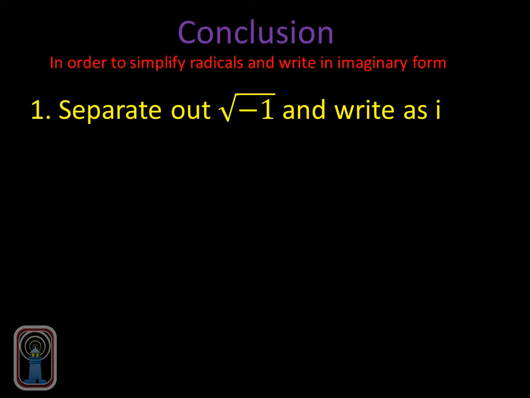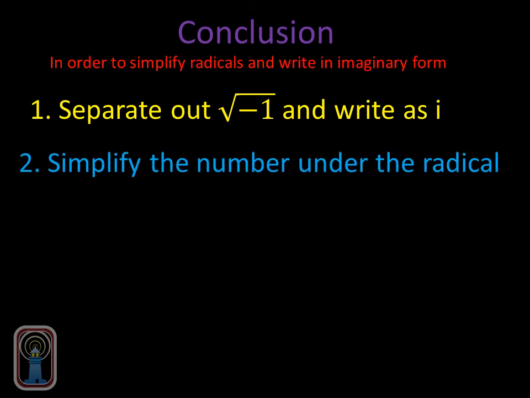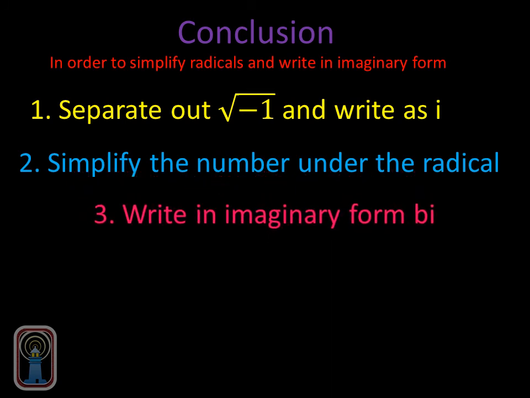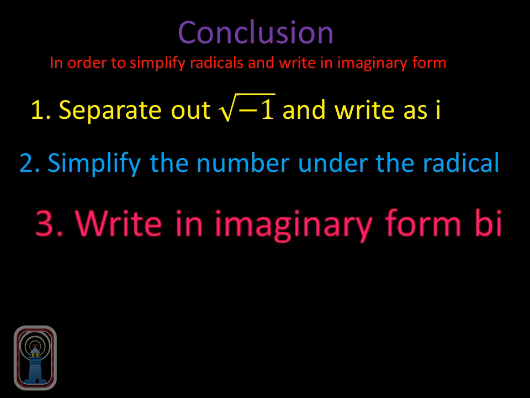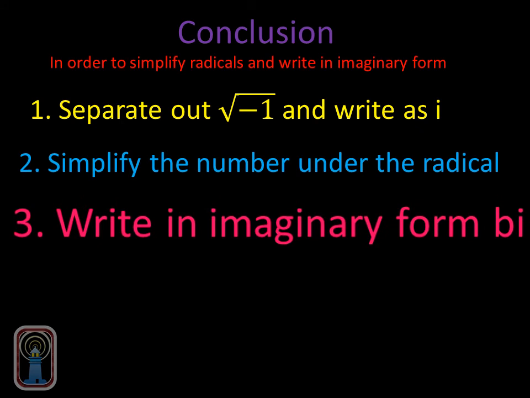In conclusion, in order to simplify radicals and write them in imaginary form, we first must separate out the square root of negative 1 and write it as i. We then must simplify the number under the radical, and finally we have to write it in imaginary form of bi. I hope this video helped you to understand how to simplify radicals with a negative number and write them in imaginary form.